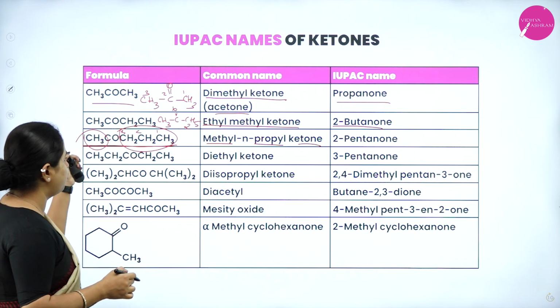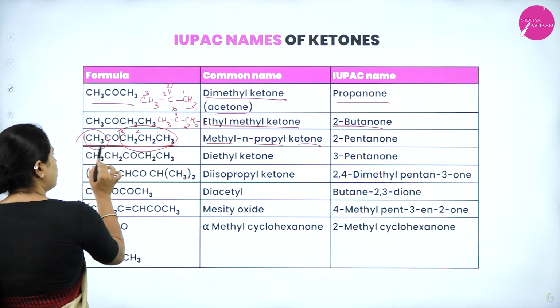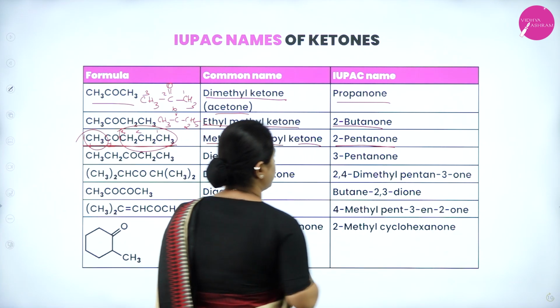1, 2, 3, 4, 5. 5 carbon atoms are there. Again on the second carbon atom, you are having the functional group. So it is 2-pentanone. Clear?